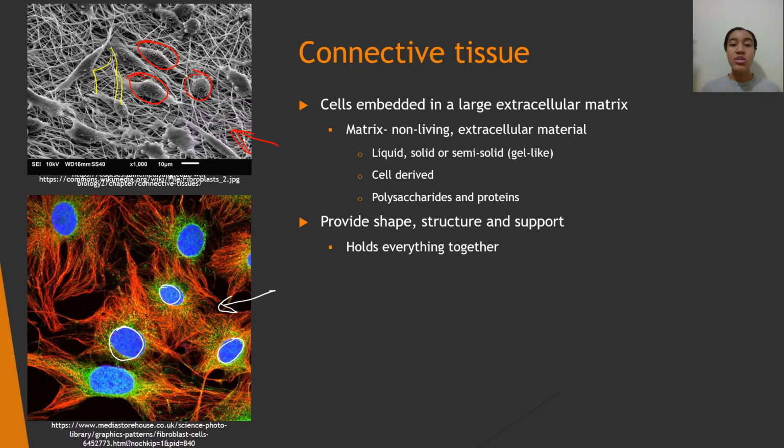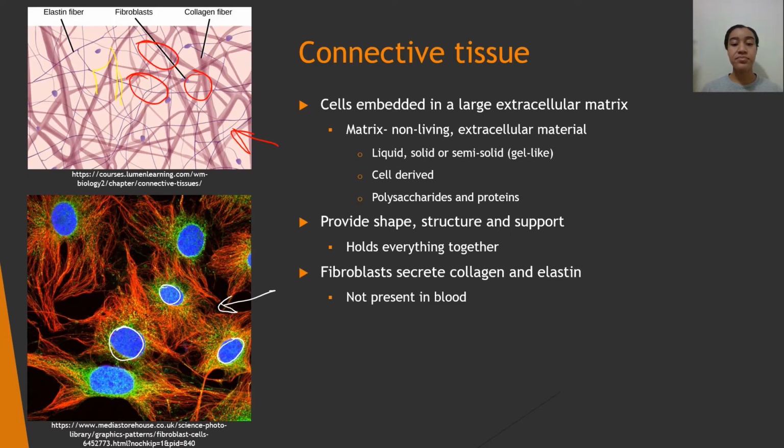And the matrix provides support and structure and protection for the cells that reside within it. But as a whole, connective tissue provides similar benefits for organs and for the entire body: it provides shape, structure, and support for the body. And it is connective. It holds everything together. That's how it gets its name.